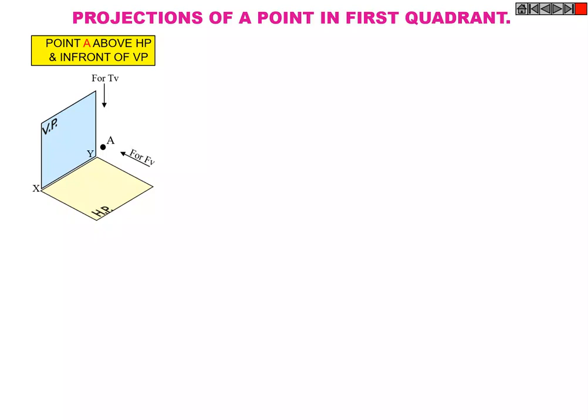If you see from the front, you are going to get the front view. If you see from the top, you will get the top view. If you see from the front, the point will be on the vertical plane. If you see from the top, you will get another point on the horizontal plane. Correspondingly, we name the views A dash and A. A dash is the front view, A is the top view. So this is the pictorial representation.